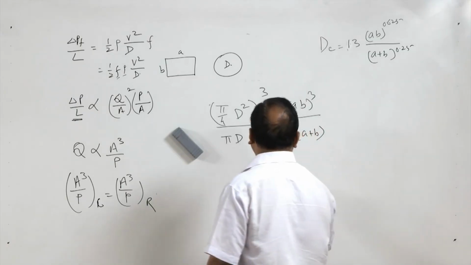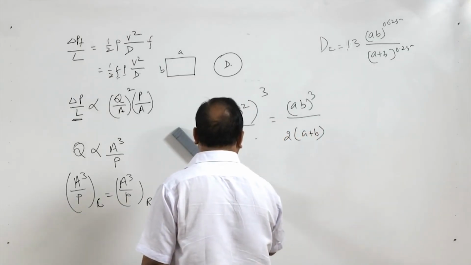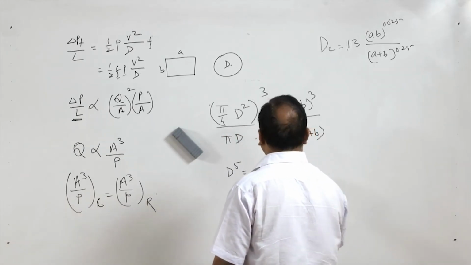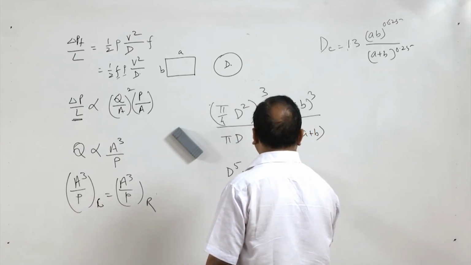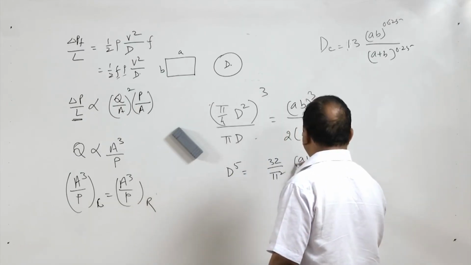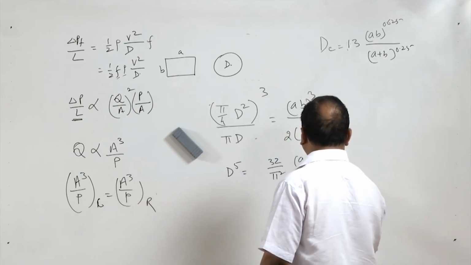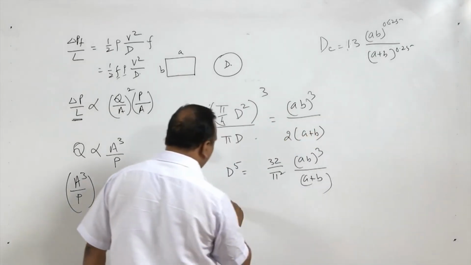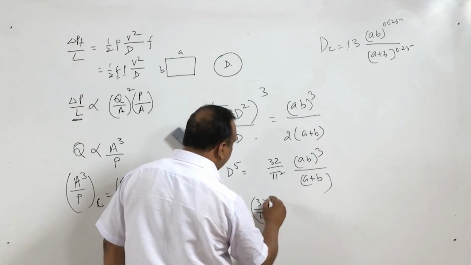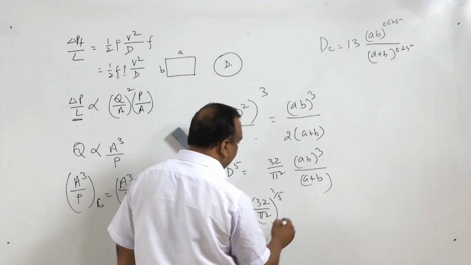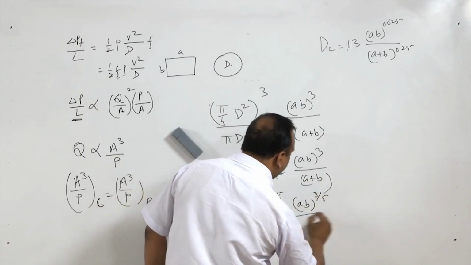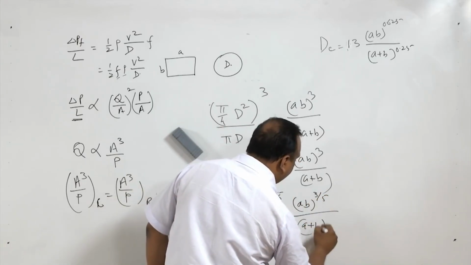Now if we simplify this, this is going to be equal to D raised to power 5 is equal to 32 divided by pi square AB cube by A plus B, and here D is equivalent diameter is equal to 32 by pi square raised to power 1 by 5, AB raised to power 3 by 5, A plus B raised to power 1 by 5.